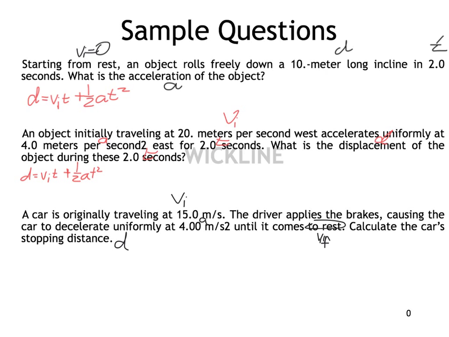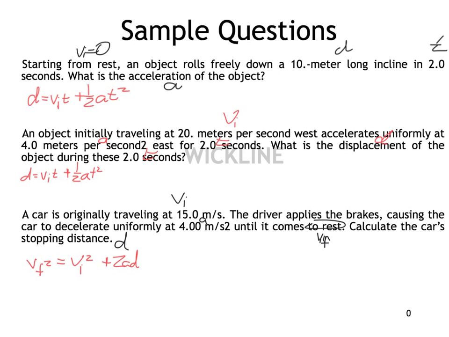So I have available to me VI, A, VF, and D. So choose an equation that matches those variables. So I found an equation on my reference table. It says that VF squared equals VI squared plus 2AD, and that's all the variables that we have.